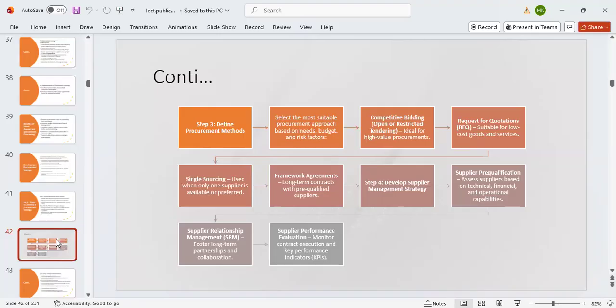Then the fourth step of what we want to talk about is to develop a supplier management strategy. You see, there must be ways in which you can manage the suppliers, especially in contract administration. How do you manage the suppliers? There must be a way in which you can manage the suppliers in such a way that you get value for money.